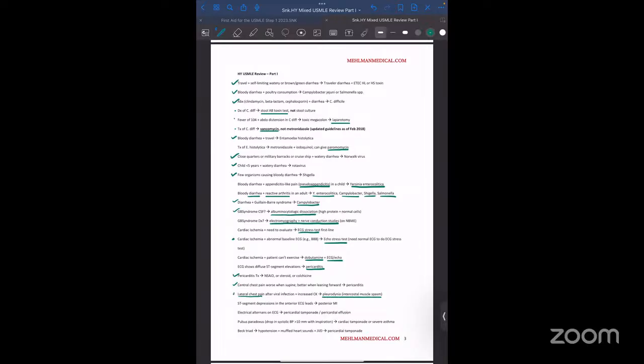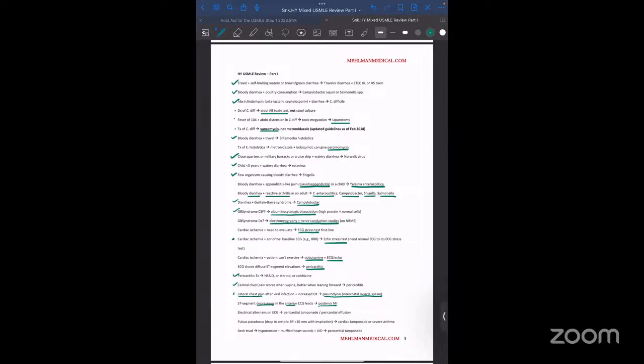Then ST segment depressions in the anterior ECG leads. ST depression in the anterior leads is posterior MI. Then electrical alternans on ECG. This is important. I mean, everything's important on this page anyway. Electrical alternans on ECG is pericardial tamponade or pericardial effusion.